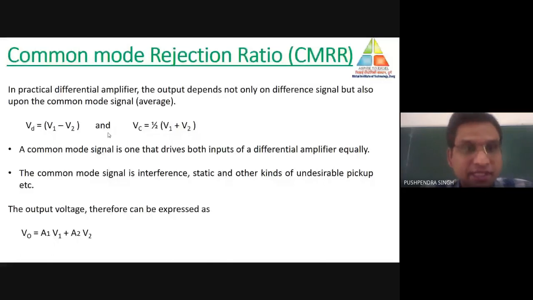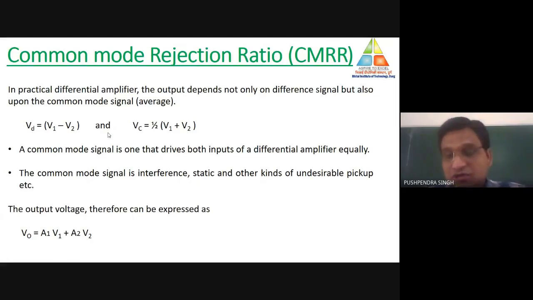So the complete expression of the output depends on the differential mode gain as well as the common mode gain of the signal. And this common mode gain is nothing but the average of the two input AC signals which are applied at the base terminal of transistor number 1 and transistor number 2.